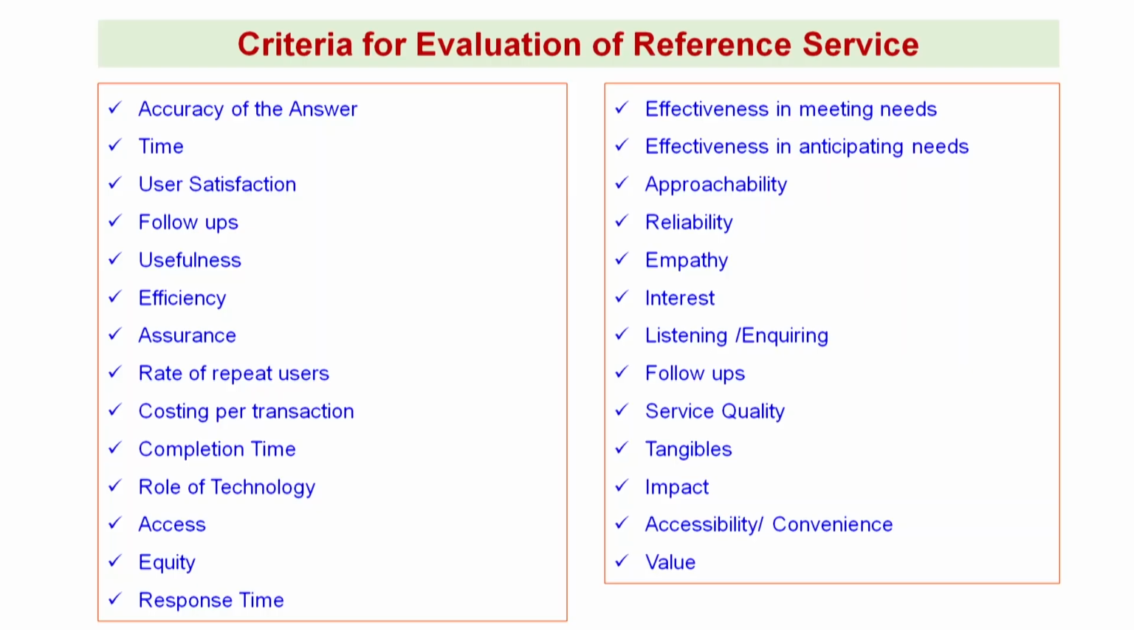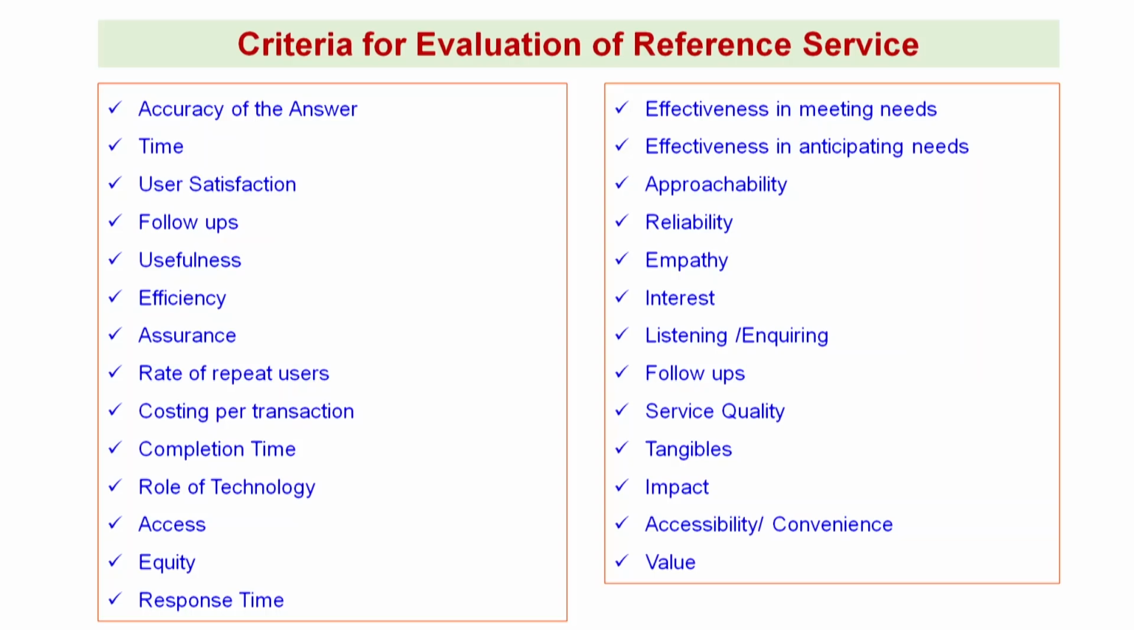And all such categories like approachability, reliability, empathy, interest, listening, how far you are listening to the user to get the query, how complex it is, and how we are able to provide the answer in the way in which they are asking or expecting it. Service quality, tangibility, all these are part of evaluation criteria. There are many more criteria we can use, but it all depends on the categories of services you are providing or the complex nature of the query which a particular user is asking.